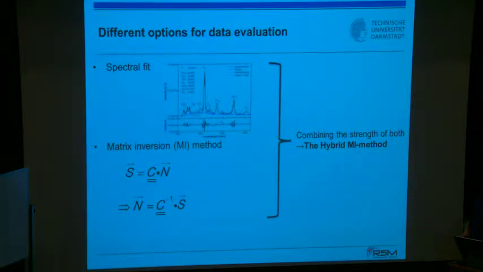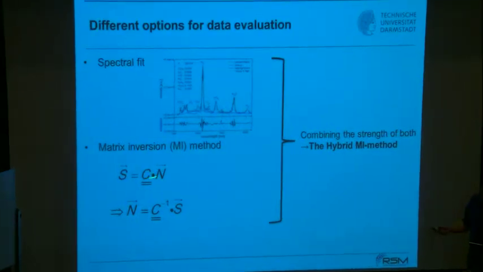The other method has been developed at Sandia National Labs, and it's called the matrix inversion method. The basic idea is the following. You have here a vector of signals, the signal from CO2, from O2, and so on, the whole row. Connected to that you have the number densities of these different molecules. They are interconnected by a matrix, and this matrix contains all the temperature dependency. Once you have determined that matrix and you have measured that signal, you just invert that equation, which is shown here, and by that determine the number densities.